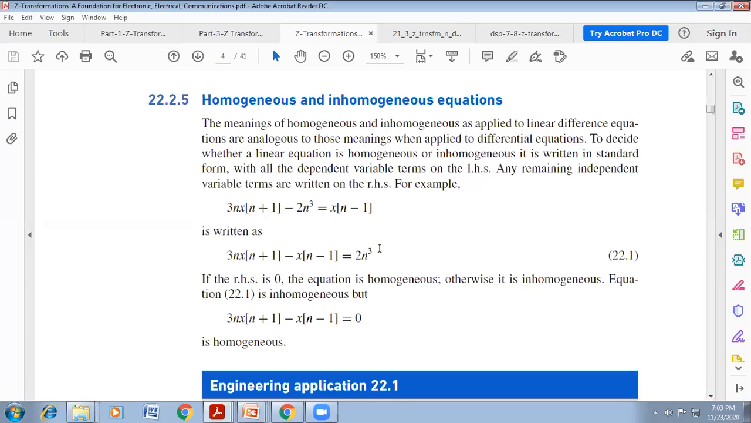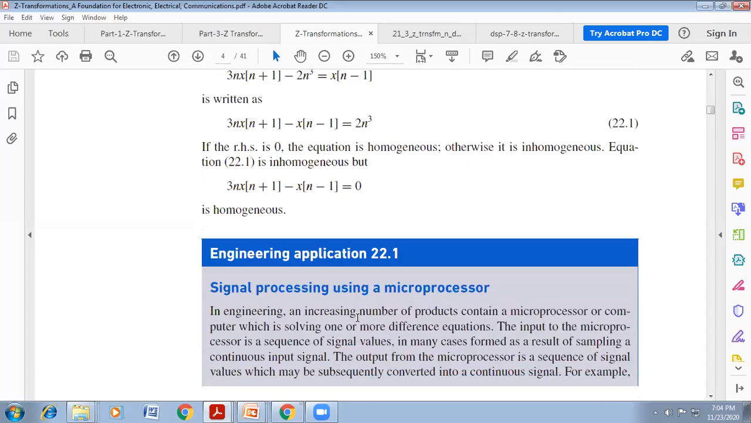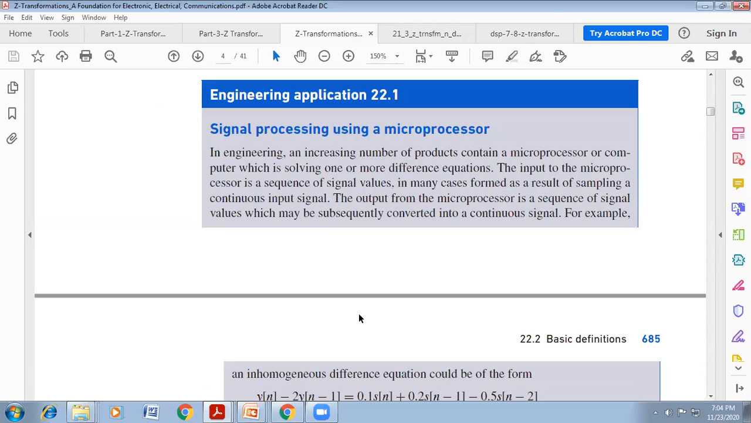Actually, the right hand side here is 2n³, twice n cube. So the right hand side is not 0 here. To be a homogeneous difference equation, the right hand side must be 0. The first difference equation is not homogeneous, but in the second example we can write 3n x(n+1) − x(n−1) = 0. This is homogeneous because the right hand side is 0. Understand everybody? Yes, sir.